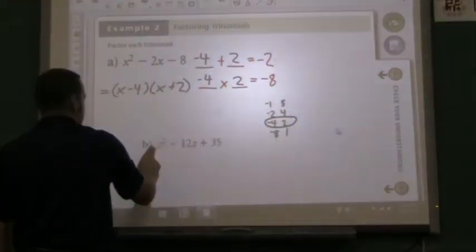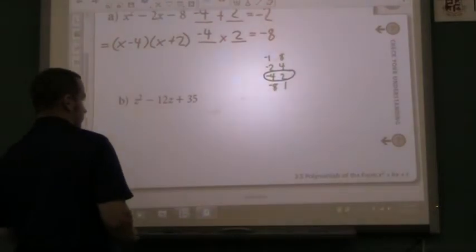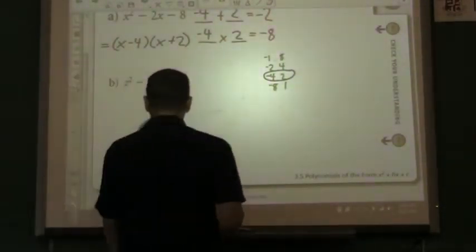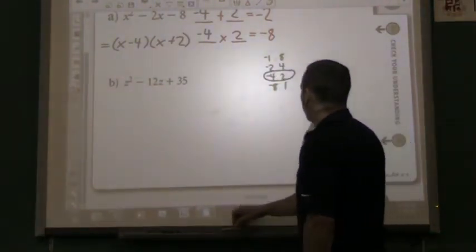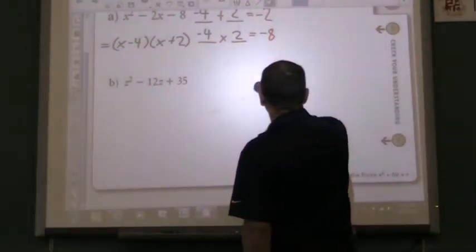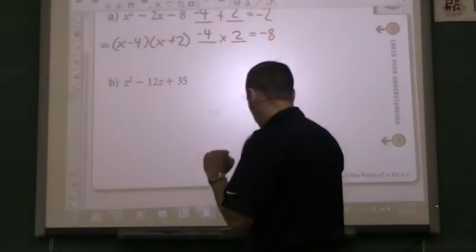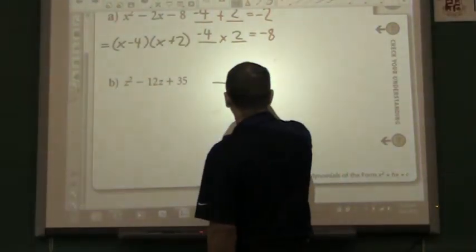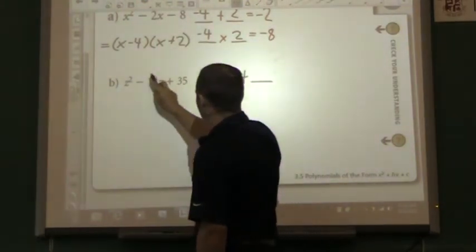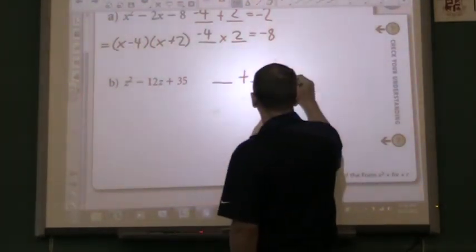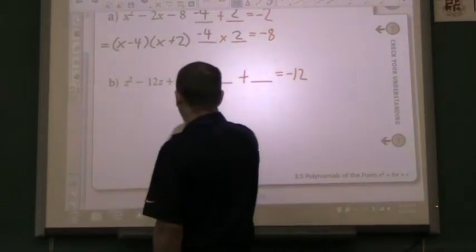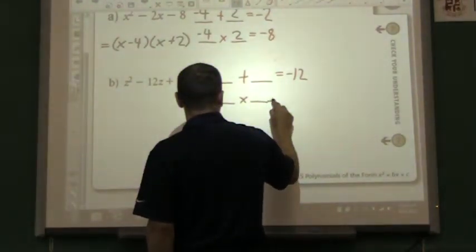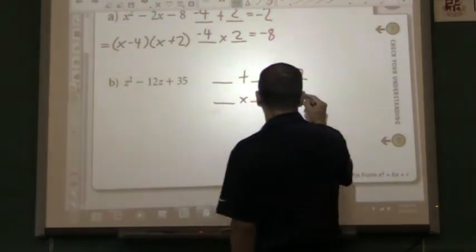Now let's try B. So I have Z, whether it's Z or X, it's all the same method. Get rid of this to give me some space here. So this time I'm looking for two numbers that add together to give me the middle term, which is negative 12. And the same two numbers have to multiply together to give me a positive 35.